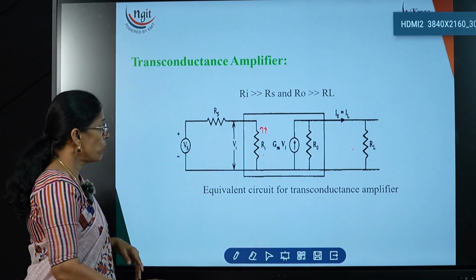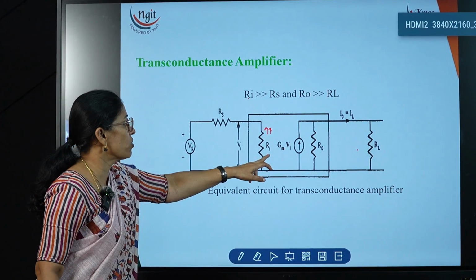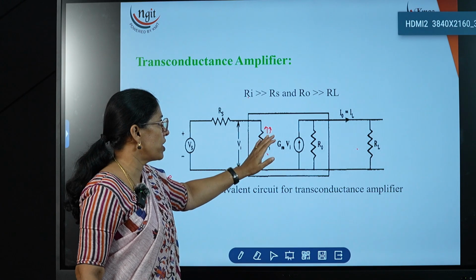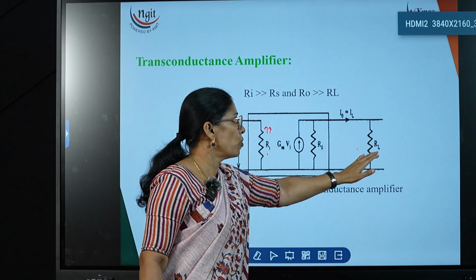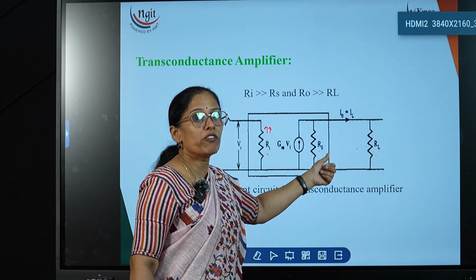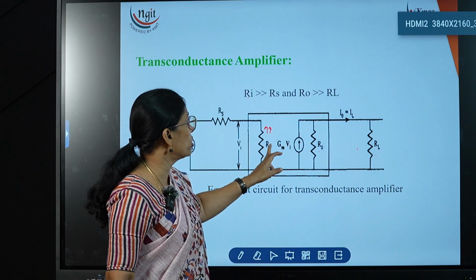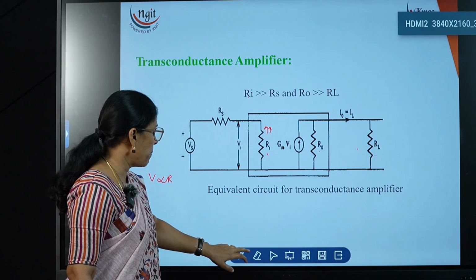If this resistor value is high, then it will take all the voltage. Voltage is always directly proportional to the resistance. The higher the resistor value, the more voltage will be dropped by the amplifier, and it will amplify the signal and current is given at the load. So maximum current should flow through the load, which means here the R0 value should be very, very high. In this case both the values R0 and RI should be very, very high. This is about the transconductance amplifier.